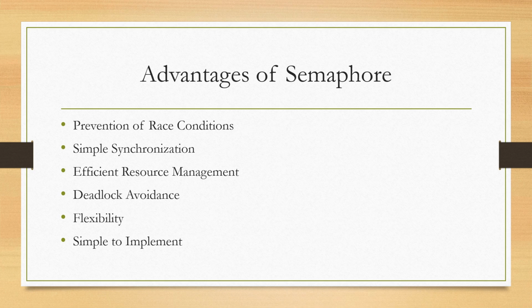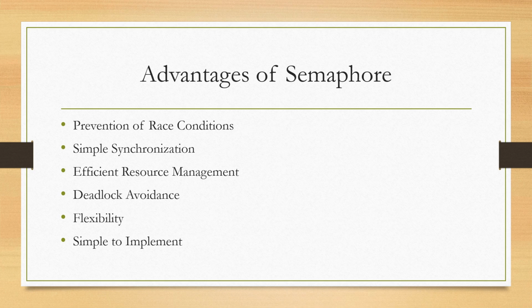By using proper locking mechanisms and acquiring resources in a consistent order, semaphores can prevent processes from being caught in a circular wait condition. 5. Flexibility. Semaphores can be applied to a variety of synchronization problems. They work for both binary, mutex, and counting semaphores, allowing for flexible control over the allocation and deallocation of resources.